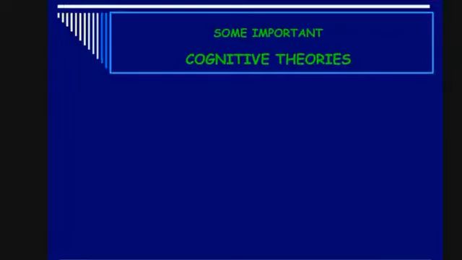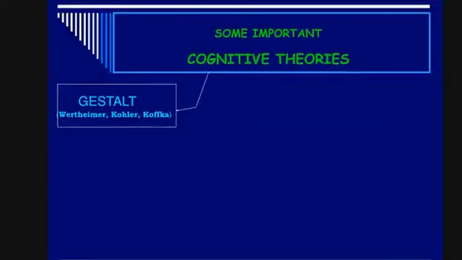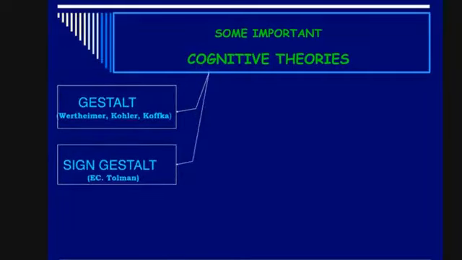So, some important cognitive theories. The names of those psychologists are written here. I hope you can see. Can you? Yes, sir. Okay. Gestalt psychology by Wertheimer, Kohler, and Koffka. And next came the sign Gestalt theory by E.C. Tolman.